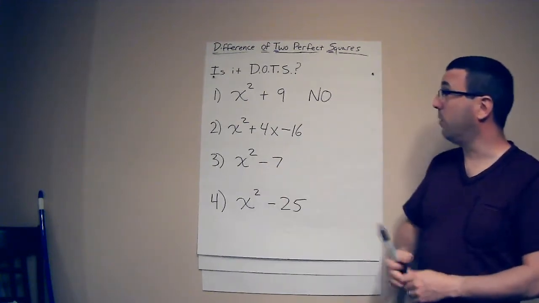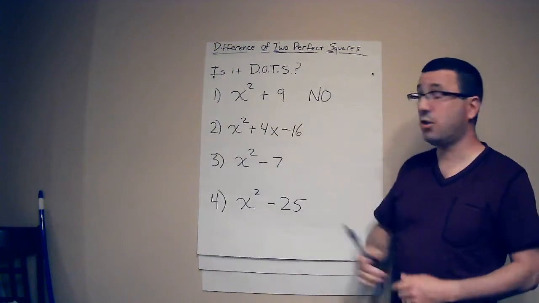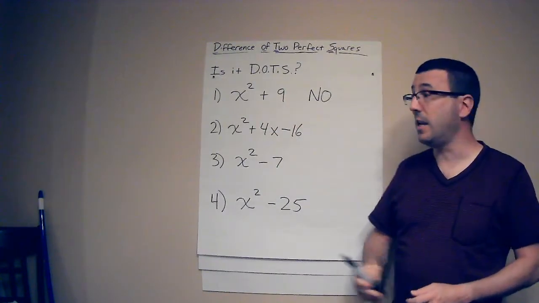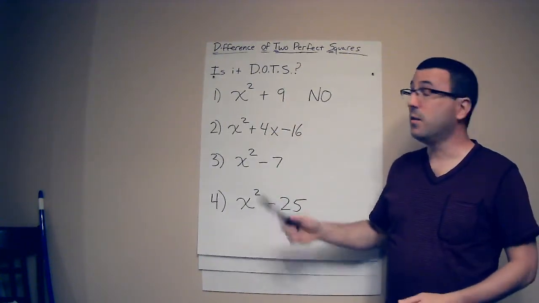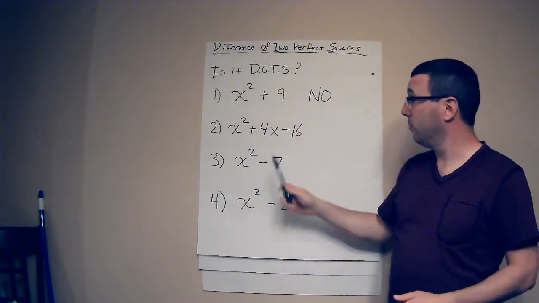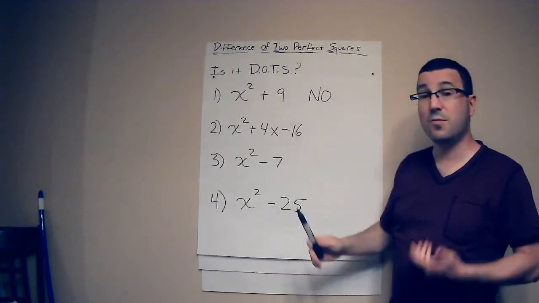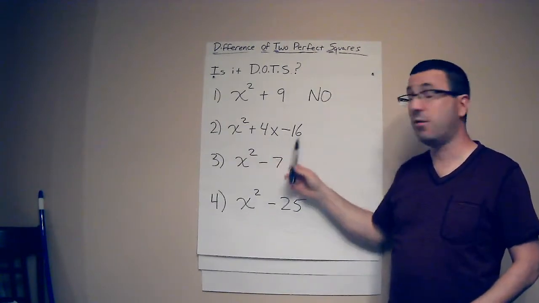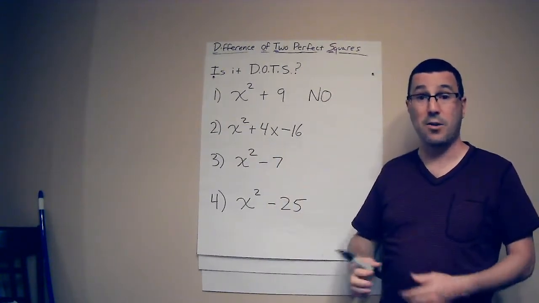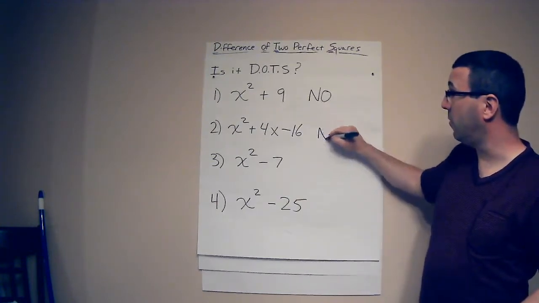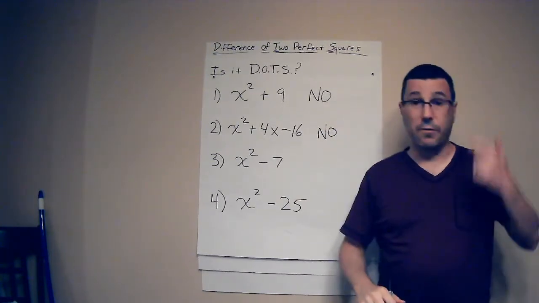We look at the next one. We have x squared plus 4x minus 16. Does it have difference? Well, there is subtraction in it, but there's more than two things. We have 1, 2, 3. This is a trinomial, not a binomial. So this is also not difference of two squares.